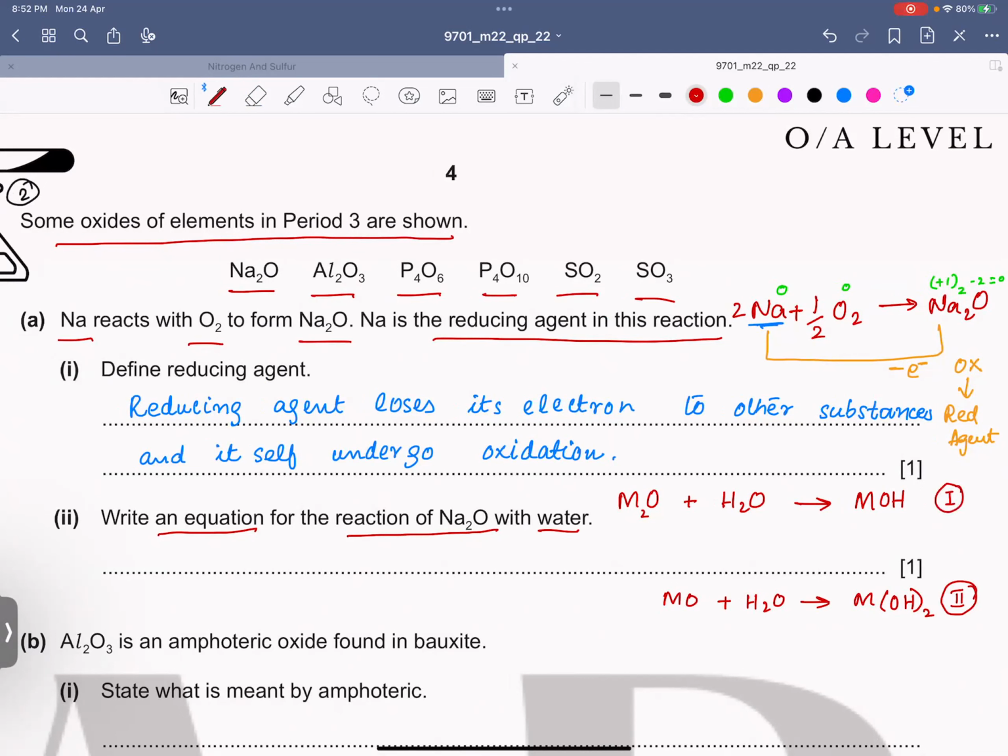So here we have sodium. So Na2O reacts with water to give you NaOH. To balance the equation, I have to put 2 over here. Yeah, 2. So here must be a 2. Is this clear?